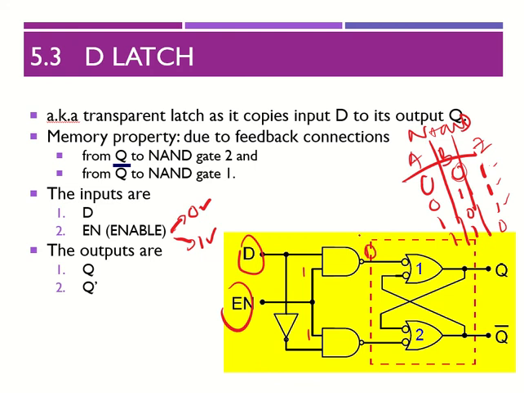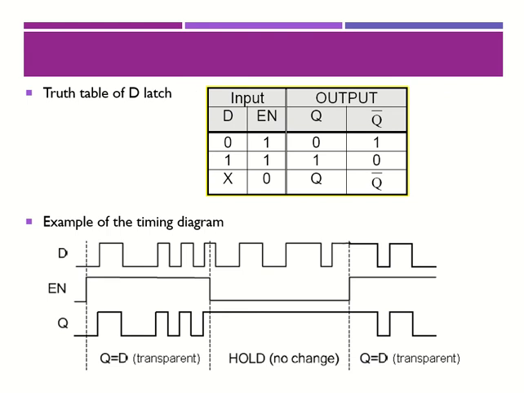This will become a D bar, and this one will become a D. This D bar is an inverted version of this one, and this Q is going to depend on the situation of D bar. So it's always going to depend on the situation of D bar, as shown in this particular truth table.